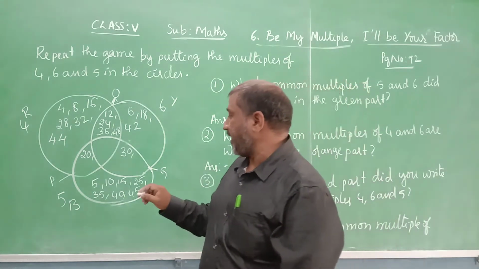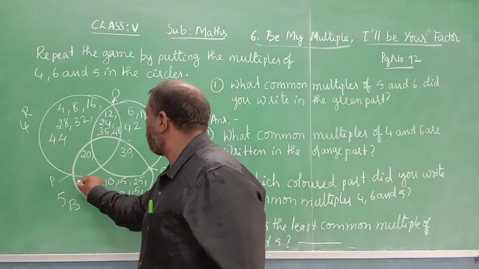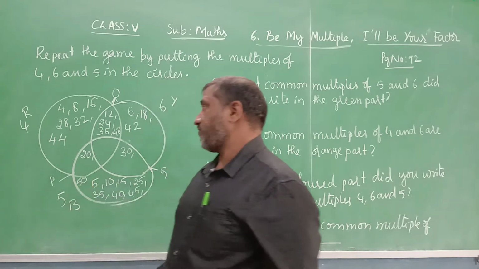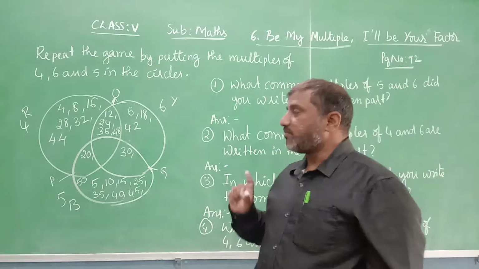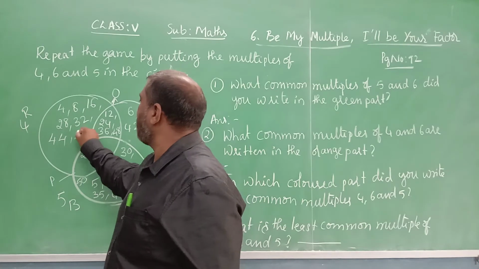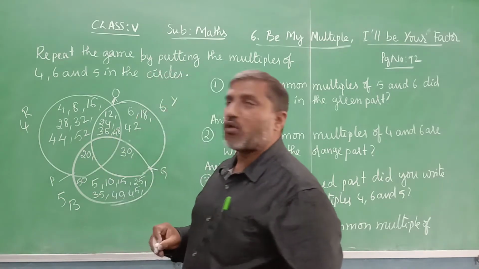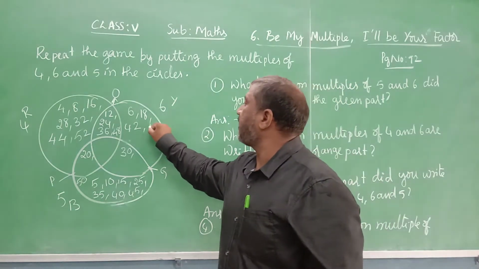49, no. 50, yes. 50 is a multiple of 5, not a common multiple. 51, no. 52, yes. 52 is a multiple of 4. 53, no. 54, again a multiple of 6.